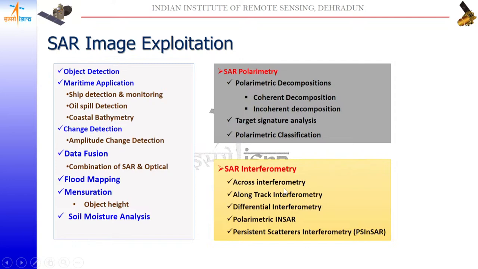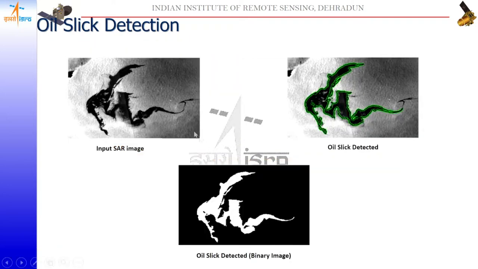So we can do across-track interferometry, along-track interferometry, and differential polarimetric SAR. Those are the things we can do. Like oil slick detection: this is the input SAR image, and we have detected this oil slick, and with this detection we have just created the mask of the oil slick.